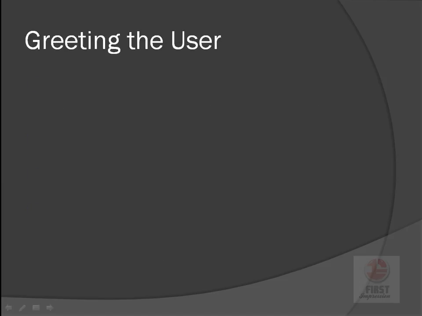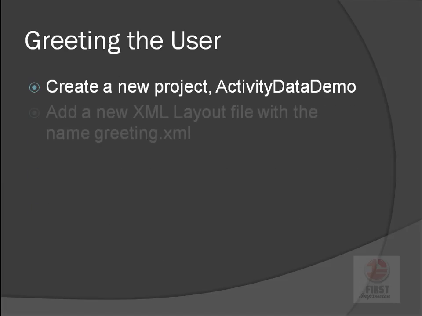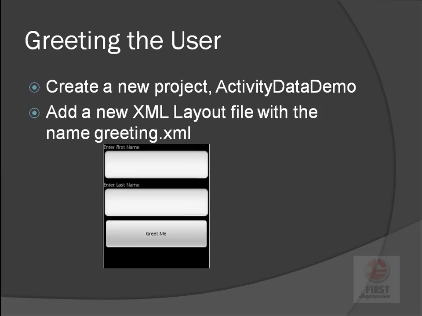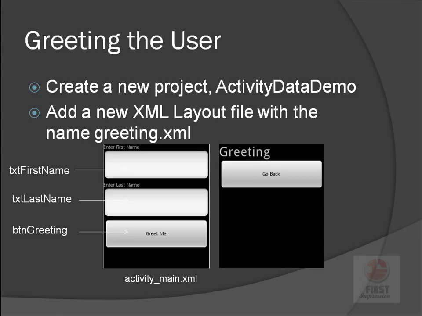So let's start. Let's create an application which will greet the user. This will be your main layout. You will enter the first name, the last name and press the button. As soon as you press the button, the second activity should get launched. Inside this you have a label, that is the text view LBL greeting, and a button BTN done.